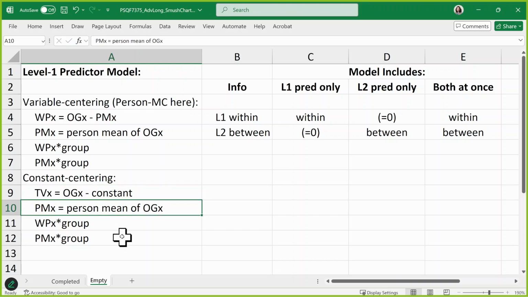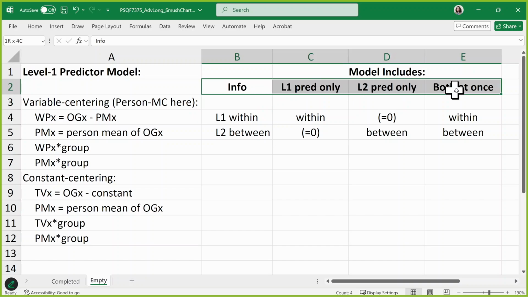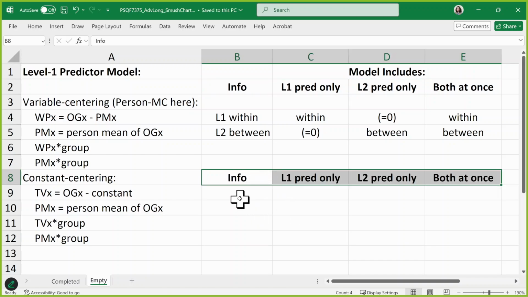At level 2, it's the exact same variable still. So we have the person mean of x. That means down here, when we talk about interactions for just a second, in terms of the information contained in this variable, let me copy this down here so we can see it a little more readily.